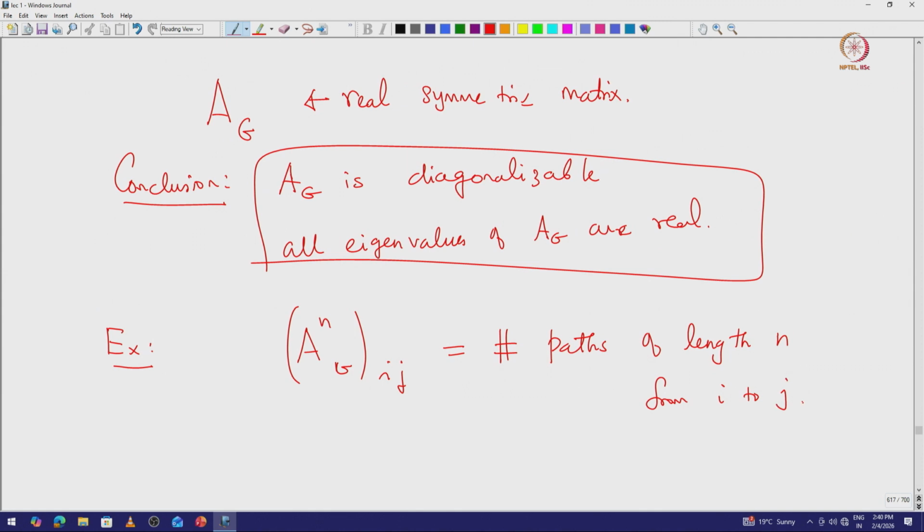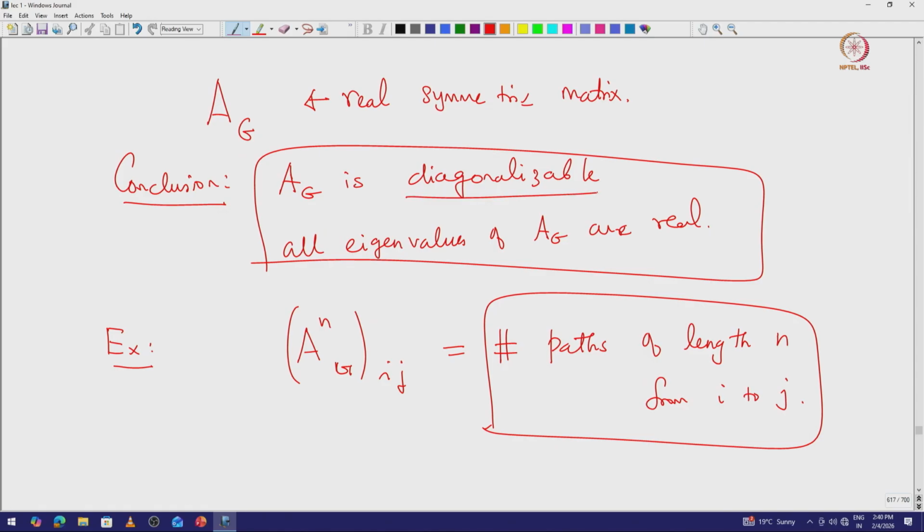Path we already know what it is, I am not spending time on that. A path from one vertex to another is a sequence of edges where the tail of one edge should be the head of another edge, and so on. So, the higher powers of A_G include many interesting combinatorial data about the graph. That is what this exercise says. That means if you are interested in finding this higher power, then using diagonalizability, it is important to find the eigenvalues of A_G.